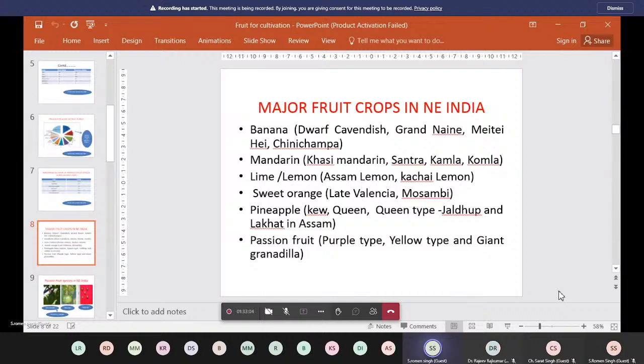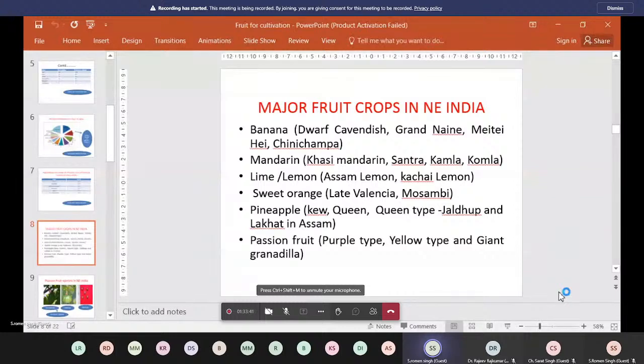Mandarin, we call Kamla in Tripura, Komla in Manipur, Santra in Arunachal, and Khasi Mandarin in Meghalaya. Earlier, my PhD student collected plant samples and extracted DNA. We found that Kamla, Santra, and Komla are different morphotypes found growing, but they were proved to be genetically the same. And among the lime and lemon in the northeastern part, Assam lemon and Kachai lemon are the famous lemons growing in the northeastern part of India.